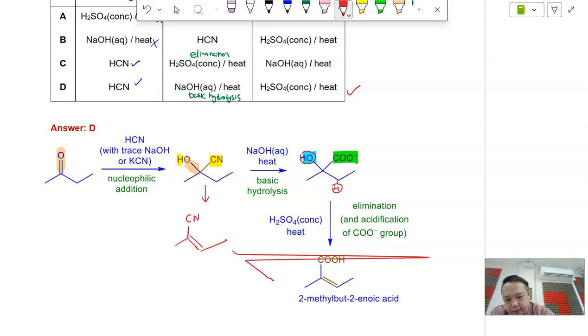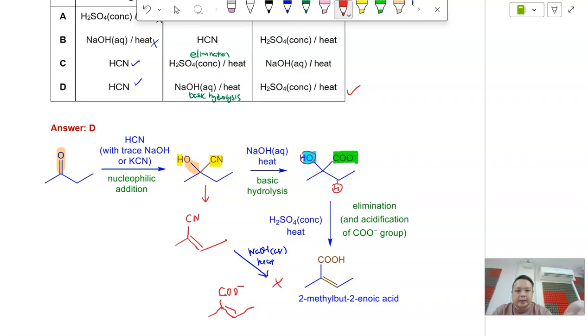But when I next do NaOH (aq) with heat, I will not be able to get this compound. Why? Because I end up with COO minus because of the basic hydrolysis. Alright, so in this case, I get COO minus and not COOH, which is what is required by the question, and that's why C is not a possible option. Okay?